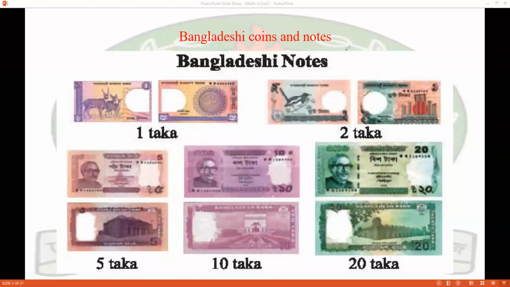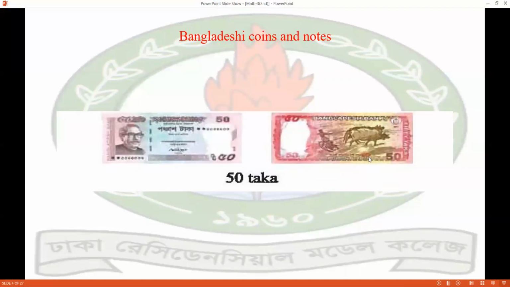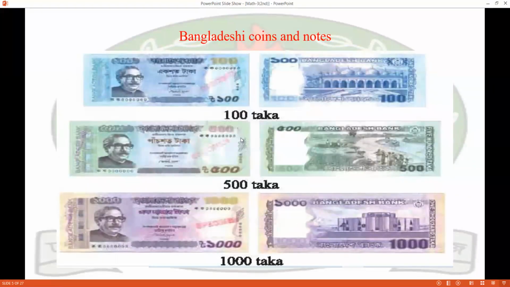We already know that these types of notes are available in Bangladesh. Besides this, there are 50 taka notes, both sides of the 50 taka note. And there are other, bigger notes: 100 taka notes, 500 taka notes, and 1000 taka notes. These are the available notes in Bangladesh.